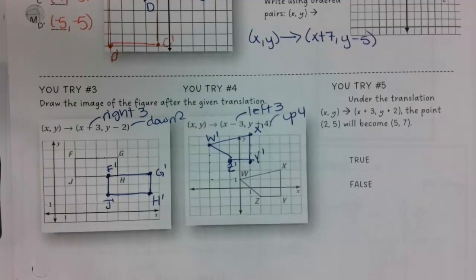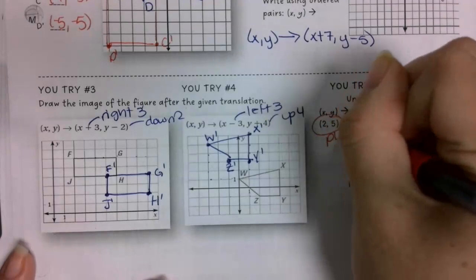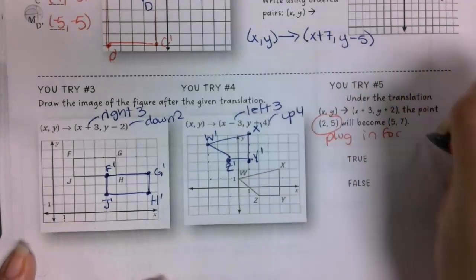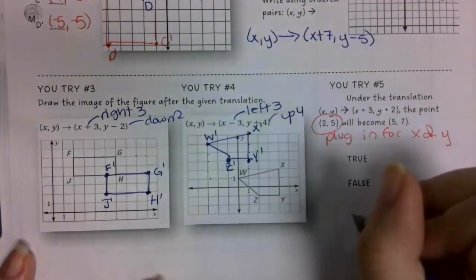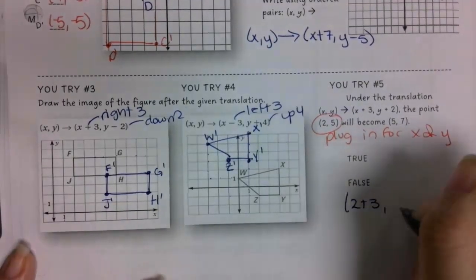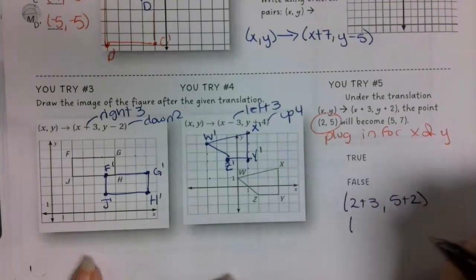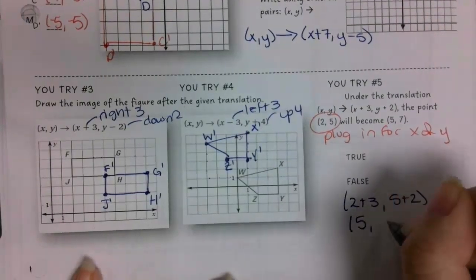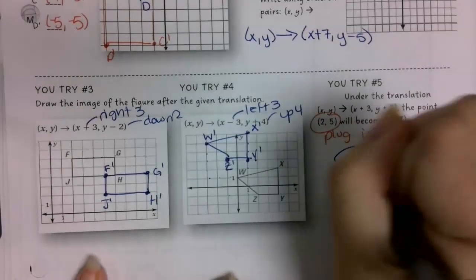Okay, then my last one wants to see, under the translation (x, y) goes to (x plus 3, y plus 2), the point (2, 5) will become (5, 7). It wants me to decide if that's true or false. I'm going to plug in for x and y. So, I am going to have 2 plus 3, and then comma, 5 plus 2. What's 2 plus 3? And 5 plus 2? 7. Is that the point I wanted it to turn into? Yes, so this one is true.